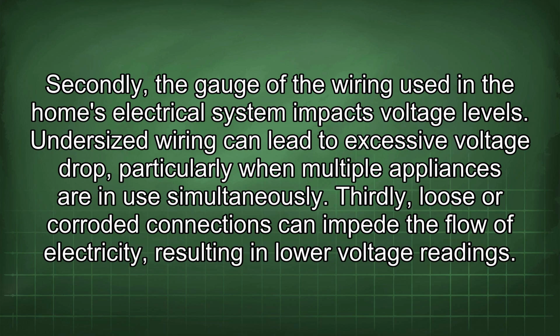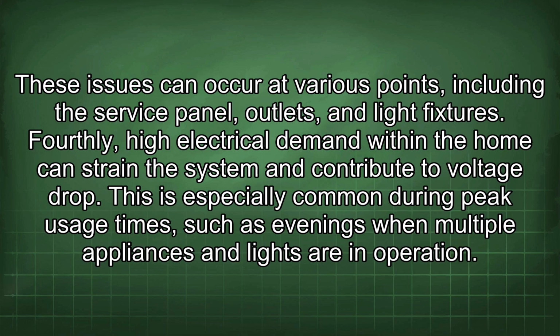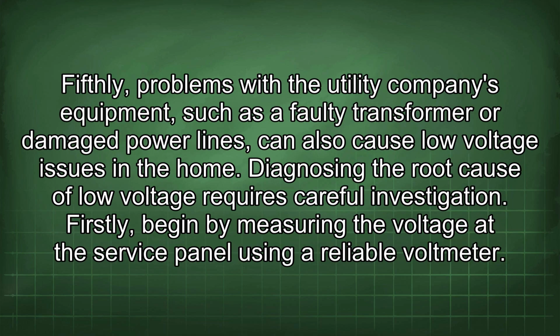Thirdly, loose or corroded connections can impede the flow of electricity, resulting in lower voltage readings. These issues can occur at various points, including the service panel, outlets, and light fixtures. Fourthly, high electrical demand within the home can strain the system and contribute to voltage drop. This is especially common during peak usage times, such as evenings when multiple appliances and lights are in operation. Fifthly, problems with the utility company's equipment, such as a faulty transformer or damaged power lines, can also cause low voltage issues in the home.